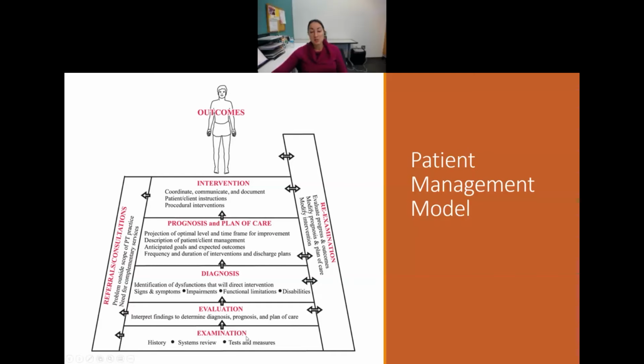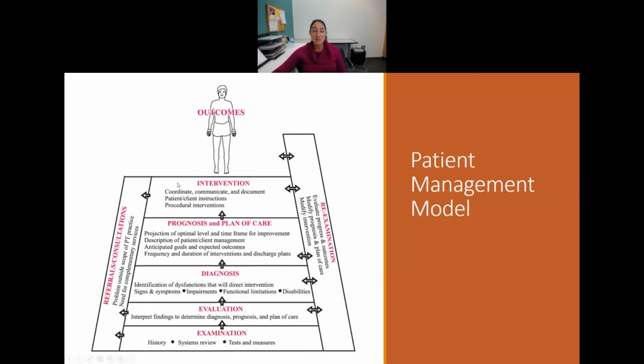So typically the medical professional will do an examination and write a script for them to see a physical therapist. The PT will then do an evaluation and make their diagnosis and write out a plan of care. In the plan of care, we have a prognosis, we have goals, we have a timeline of how long it will take to carry out these goals.